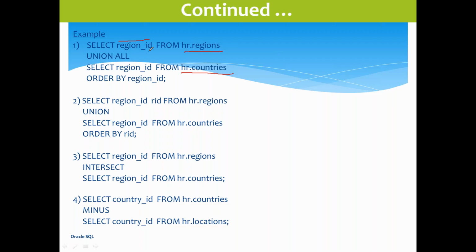Select region ID. Here region ID is present in the regions table, and region ID is present in the countries table. Whenever we use union all, whatever values are present in the region ID column in the regions table will come, and all those from the countries table will also come. Suppose here 10 are there, here 20 are there, total 30 will come. Now in union, what will happen? Okay, we'll go to the SQL Developer tool.